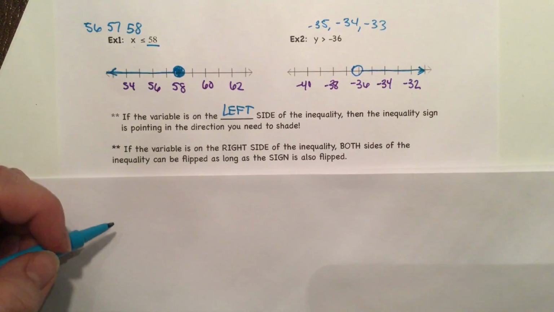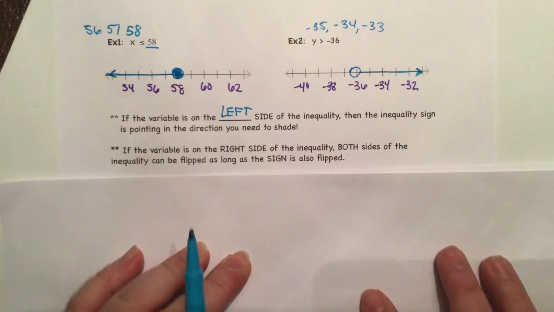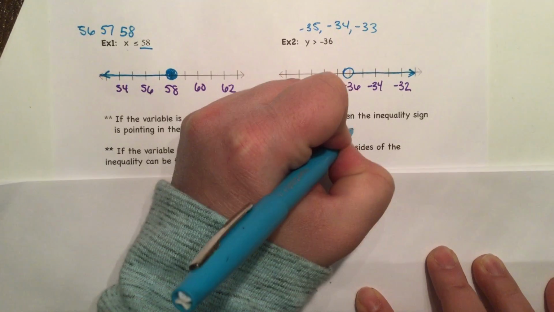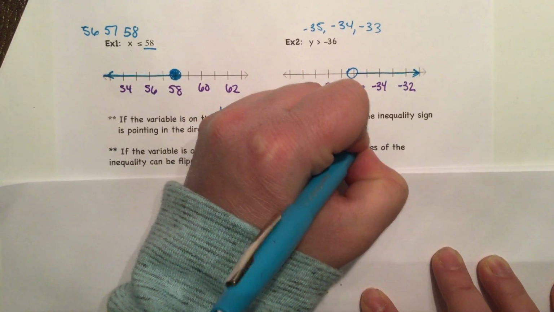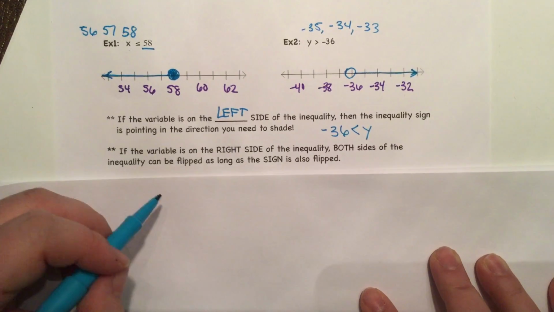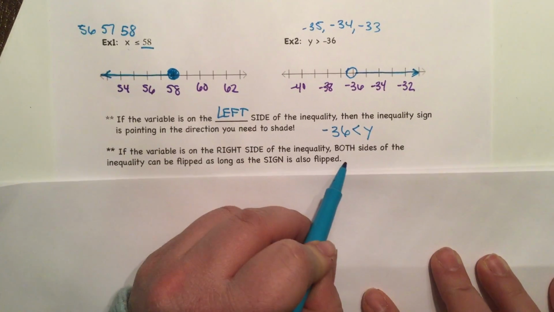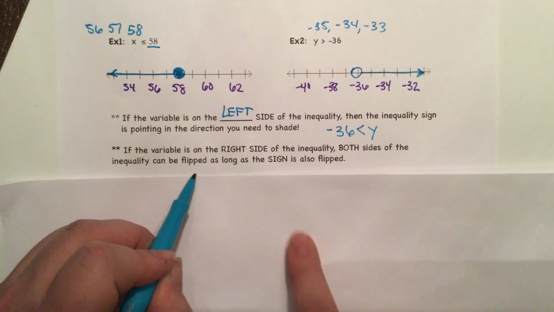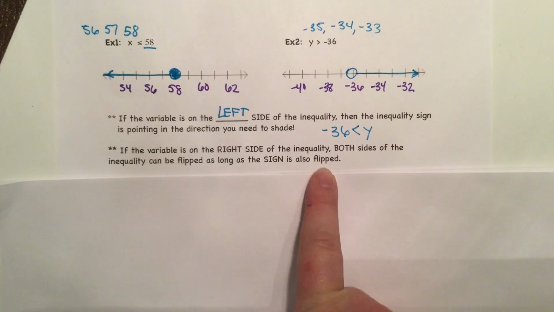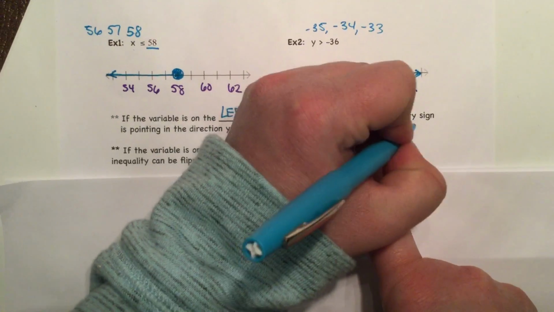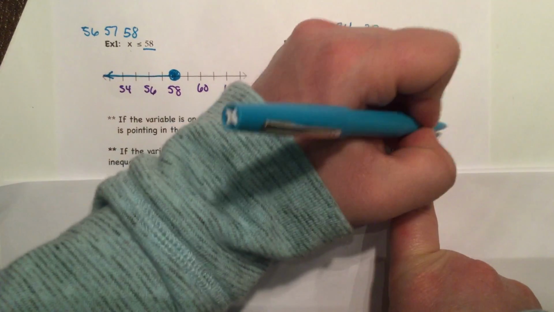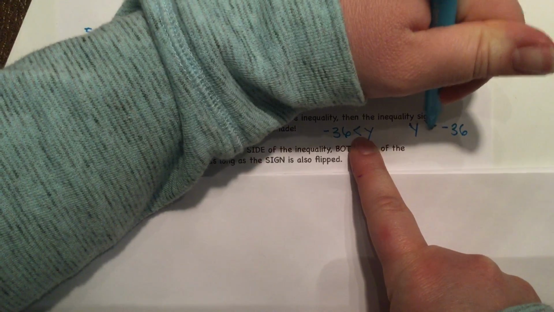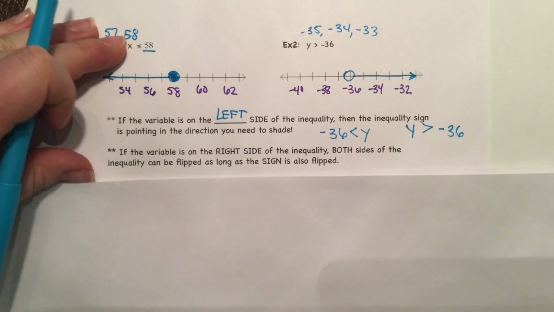Now, what happens if the variable is on the right-hand side? So what happens if we've got an inequality that looks like this? Well, don't fret, because if it's on the right-hand side, we can actually flip both sides of the inequality as long as we're flipping the sign. So we can flip and rewrite this so that y is on the left-hand side and negative 36 is on the right-hand side, as long as we flip that sign as well.